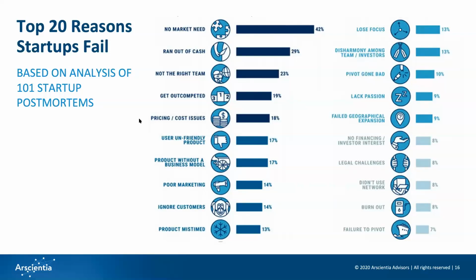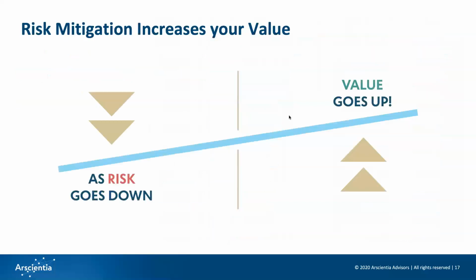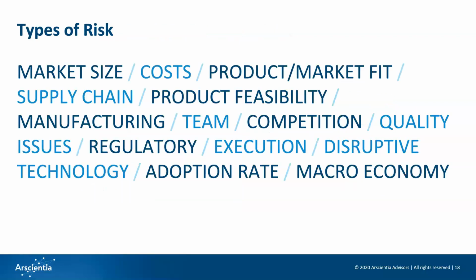So if we look at the next slide, what we're going to start talking about is if you eliminate these risks and the risk goes down, the value of your company goes up. And remember, investors are looking for a 10x return at this stage of the company's development. So you kind of think about reducing risk by 10x and then value goes up by 10x. So let's look at types of risks that investors will look at when they are evaluating your company.